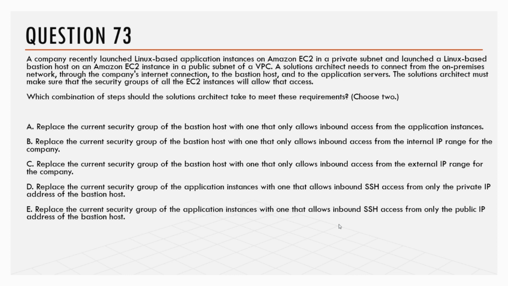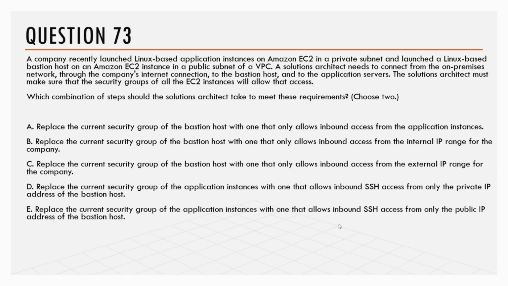And the options are A, replace the current security group of the Bastion host with one that only allows inbound access from the application instances. Option B, replace the current security group of the Bastion host with one that only allows inbound access from the internal IP range for the company. Option C, replace the current security group of the Bastion host with one that only allows inbound access from the external IP range of the company.